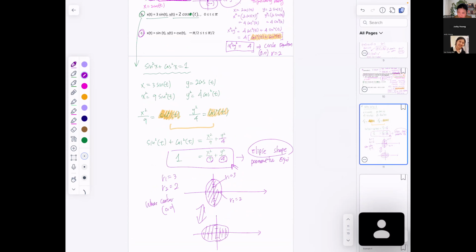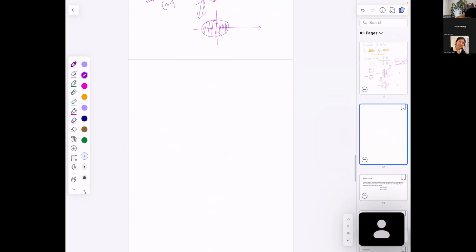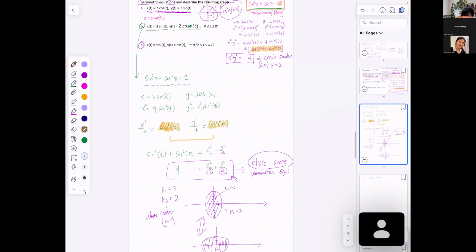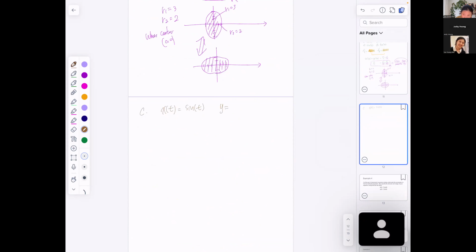So I think we have the same question. Letter C. I'm going to change the color. So we have two functions. x of t is a sine function, if I'm correct, and y is a cosecant function. I want to find out the parametric curve, whatever the curve is, when you graph those functions, right? And then this one is between this.